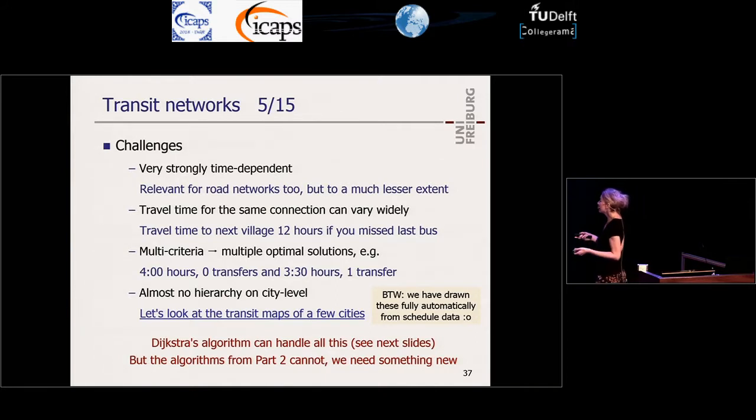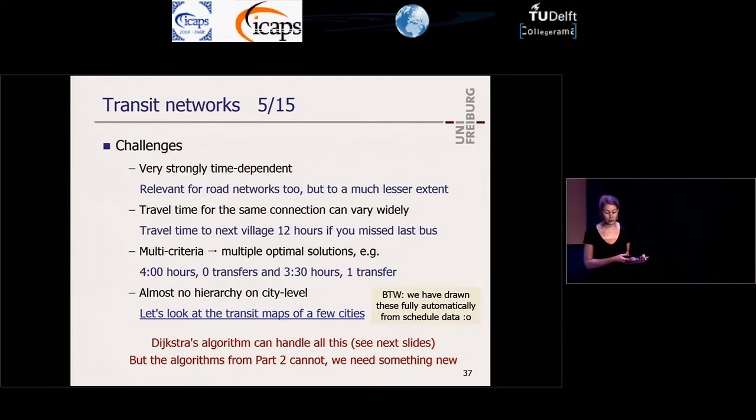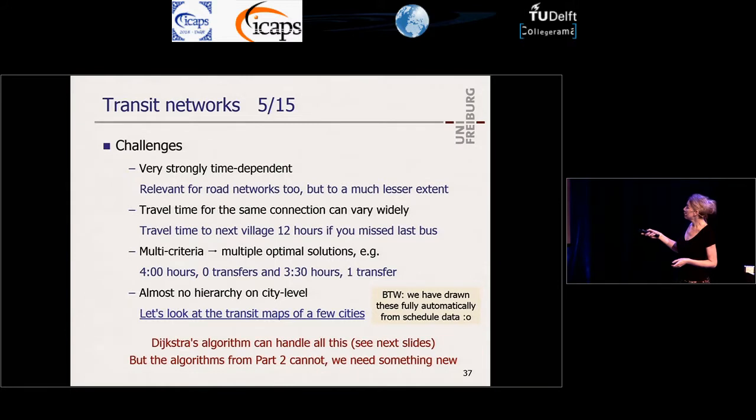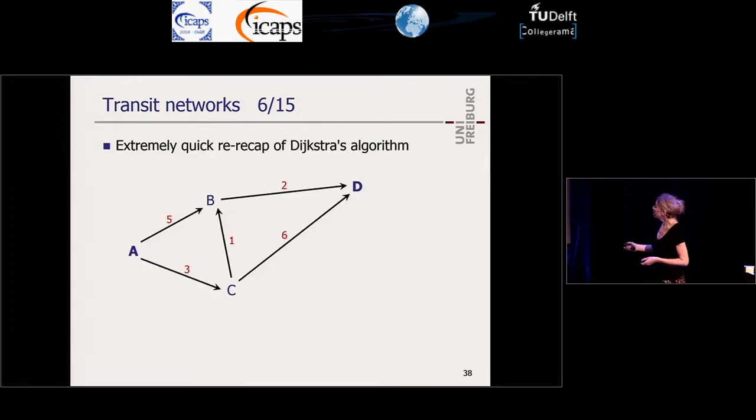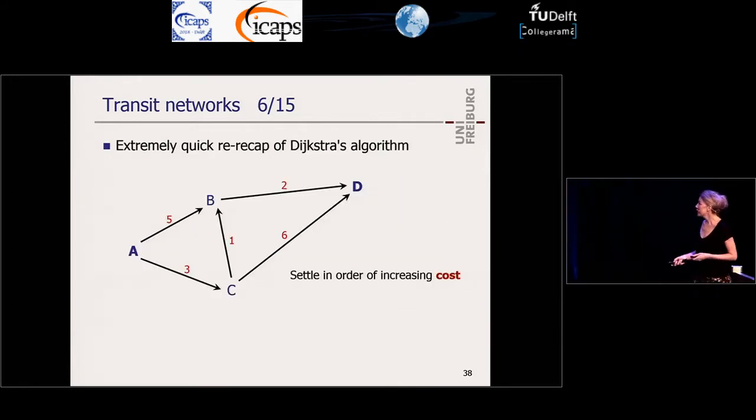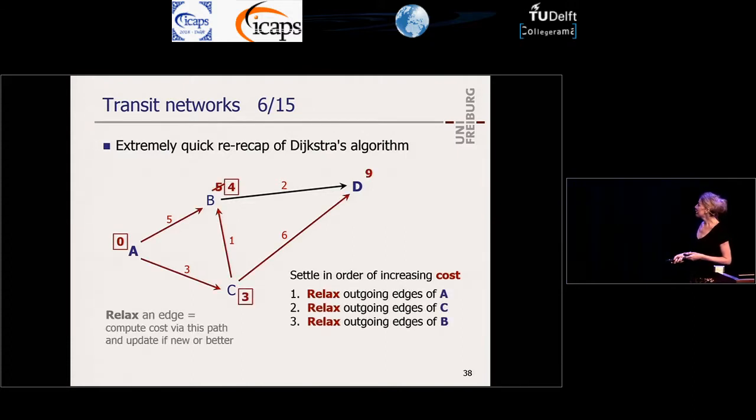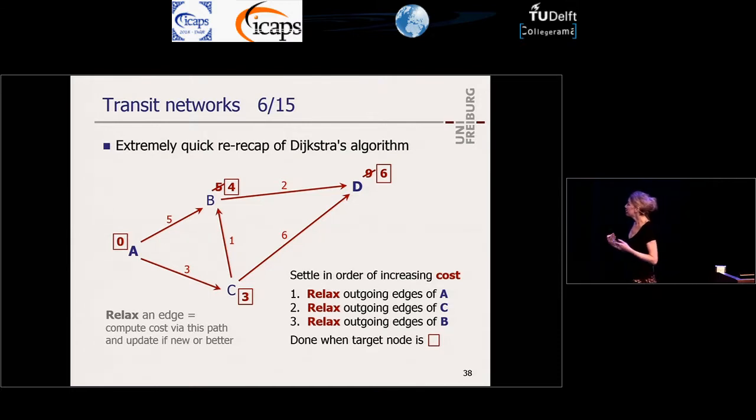So Dijkstra's algorithm can handle all this. I told you it's very versatile. It can handle everything. The algorithms from part 2 cannot, so you can't use contraction hierarchies for this, right? Already for this reason, but it also has problems with time dependency. It can deal with it a little bit, but not much. And multi-criteria is also hard. This is just to remind you, in case you forgot it, that was Dijkstra's algorithm. We will look at it again. I told you it's very versatile. Let's just look at this in a little more detail now.